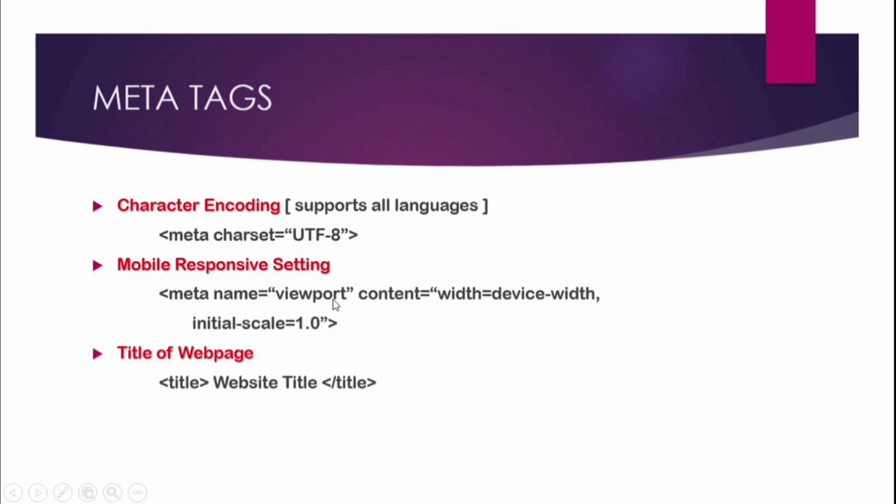Then we have the mobile responsive setting. It is the setting that we use for viewport. Here we are mentioning the content width as device width. So whatever the width of the device that you are using, like a laptop or a mobile phone, that width will be taken into consideration when we are viewing the website. That is done by using the mobile responsive setting that we have here.